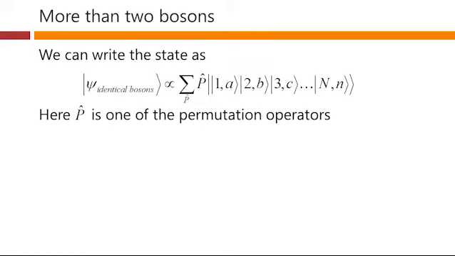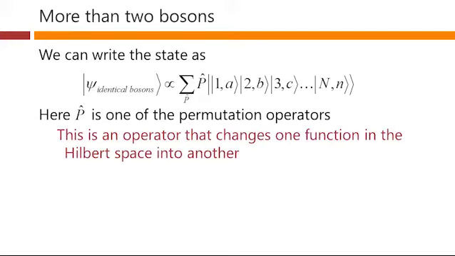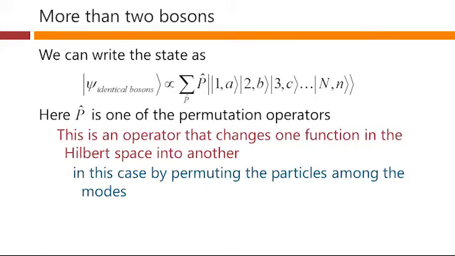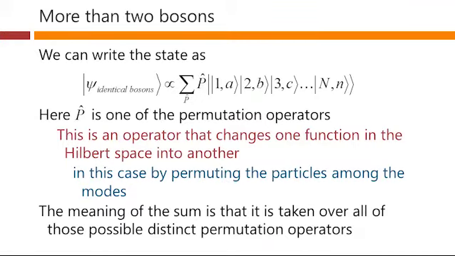This is a sum over permutations, and this entity here with a hat over it, the p hat, is one of what we'll call the permutation operators. And a permutation operator, of course, it's an operator, so it changes one function in Hilbert space into another, but in this case it does it by permuting the particles among the modes. The meaning of this sum here is that it is taken over all of those possible distinct permutation operators. So it's a strange notation, but it's a convenient one.